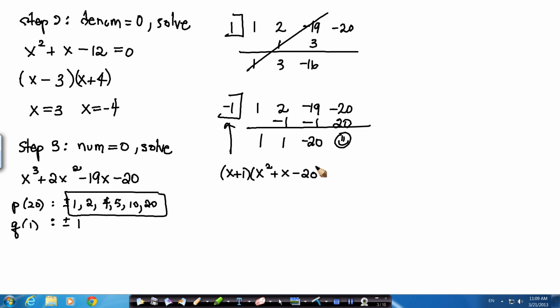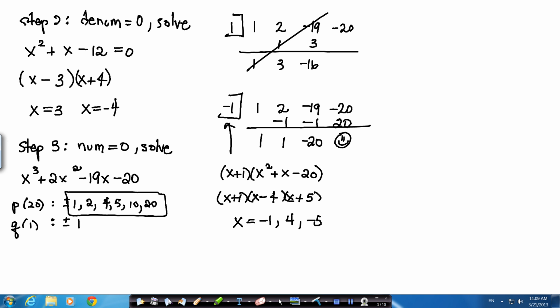minus 20. Since we've got a quadratic, we can factor this nice little quadratic. Because we have a 5 and a 4 to make 20, we need this to be positive, so it's got to be x plus 5 and x minus 4. So x plus 1 times x minus 4 times x plus 5. So our three x-intercepts are at negative 1, 4, and negative 5.